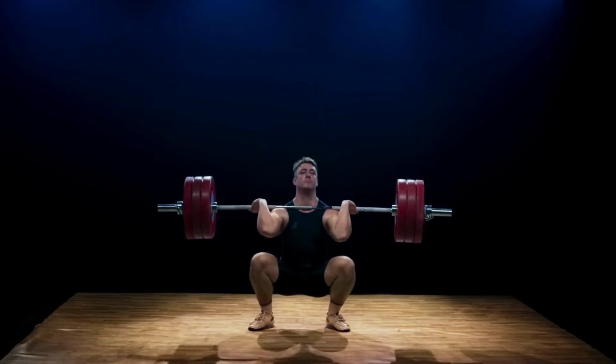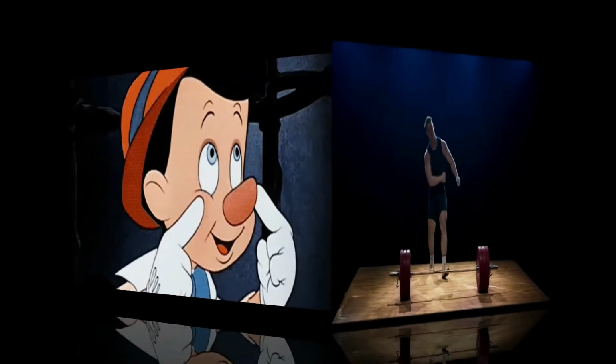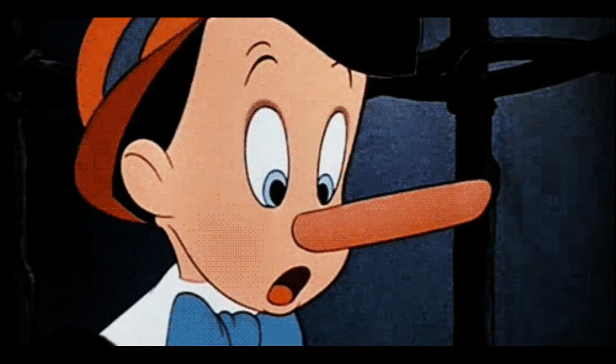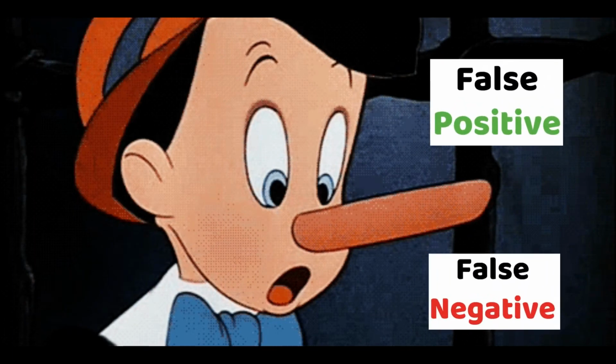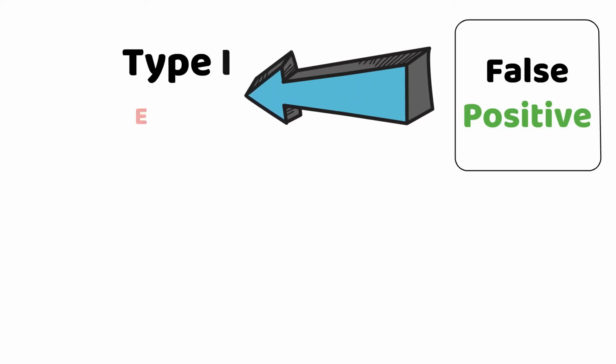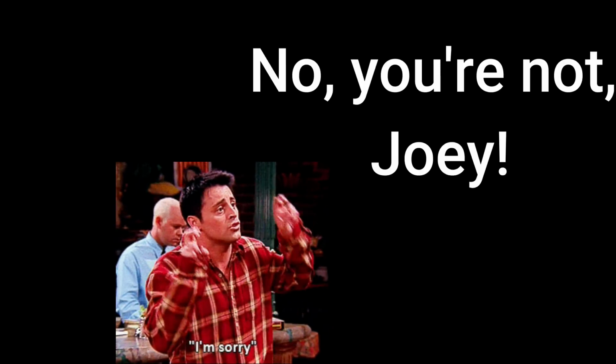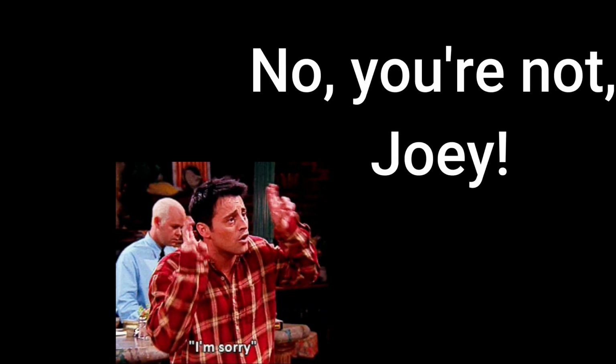However, just like this athlete, there could be a fail. And just as Pinocchio's nose grows with an untruth, sometimes the test comes back as a false positive or a false negative. A false positive is the common term for what scholars call a type 1 error. The result is positive, but it is incorrect. Here, the apology is something positive, and Joey doesn't mean it, so it is a false positive.